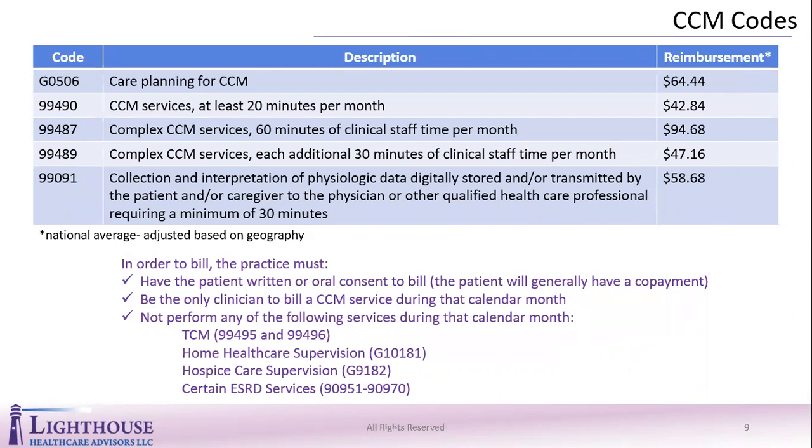The third requirement is that you cannot perform any of these other services during the same month that chronic care management is billed. So if you perform a TCM visit because they were discharged from an inpatient facility, we can't bill chronic care management that same month. Also, if you bill home health care supervision, hospice care supervision, and certain ESRD services, we can't bill the chronic care management service in addition to those other codes.